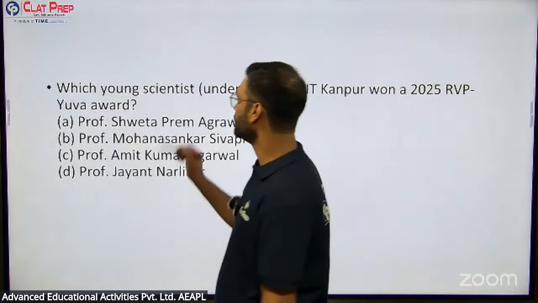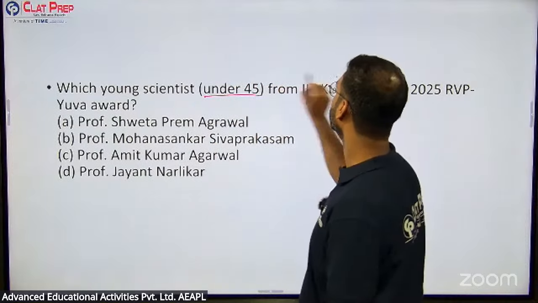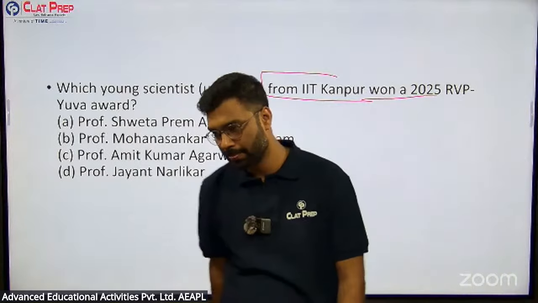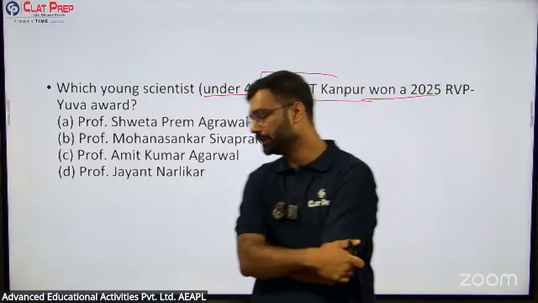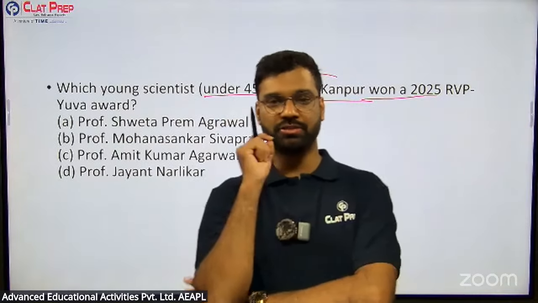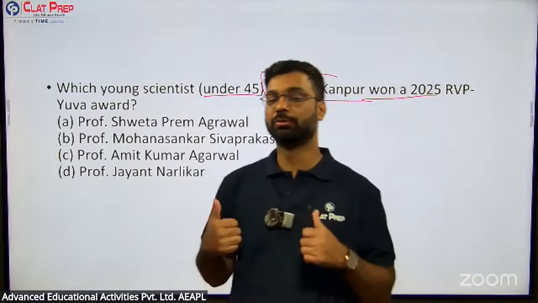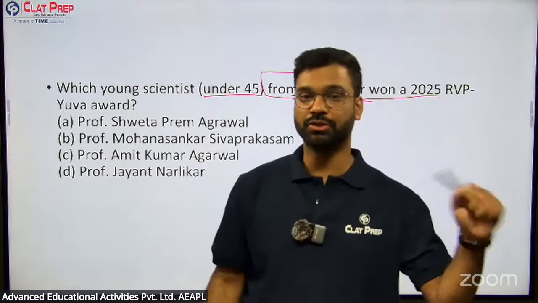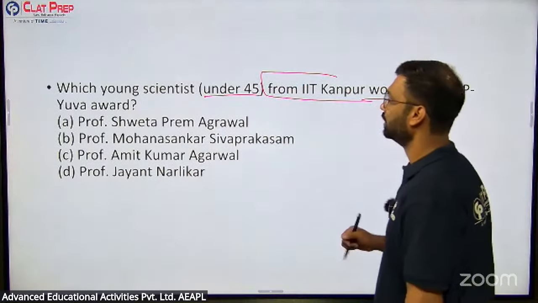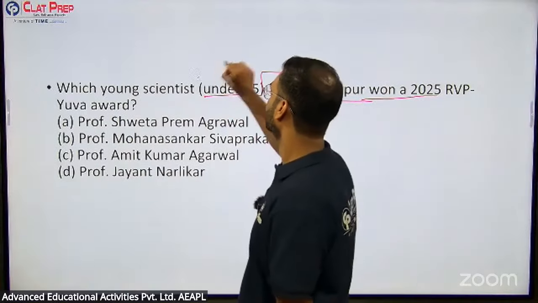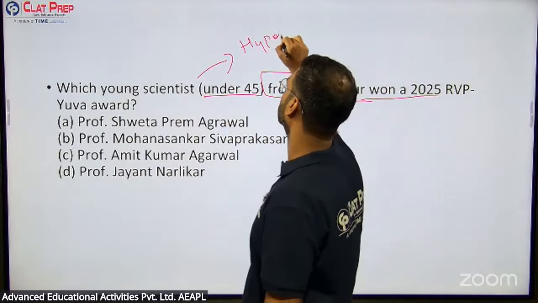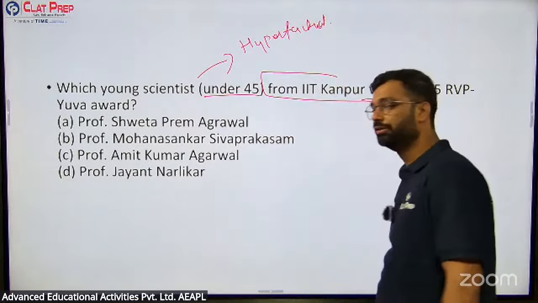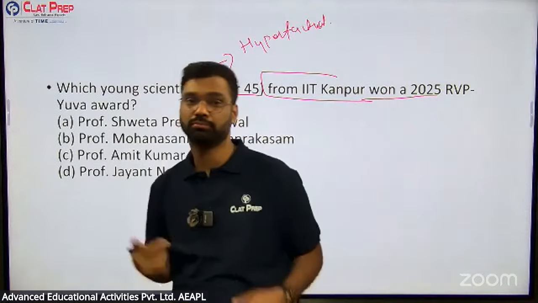Next question. Which young scientist under 45 from IIT Kanpur won a 2025 RVP Yuva Award? Now they're asking the name of the awardee. Again, it's a hyperfactual question. The question asks you about the name of the person who was awarded the Rashtriya Vigyan Yuva Puraskar in the Yuva category, right? Again, a question which is hyperfactual in nature. Now, whenever you see a hyperfactual question, there is no need of taking risk in such question. If you know the answer, good, mark it.